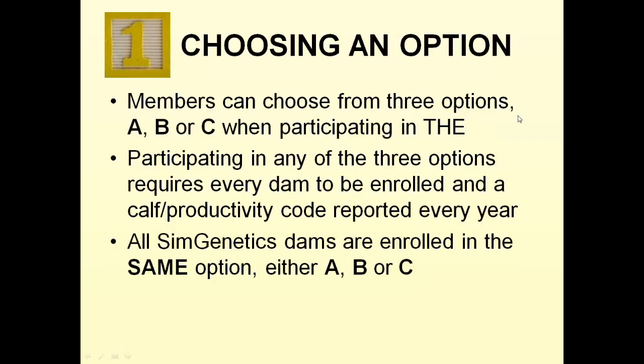Number 1, choosing an option. Members, you can choose from 3 different options that we provide currently in total herd enrollment. We call them A, B, or C. If you participate in any of these 3 options, it requires every dam to be enrolled and a calf or productivity code to be reported every year. All SimGenetics dams are enrolled in the same option, either A, B, or C. What that means is that all your registered cows, you have to choose whether they're all going to go option A, they're all going to go option B, or they are all going to go option C. You can't pick and choose with your SimGenetics females.